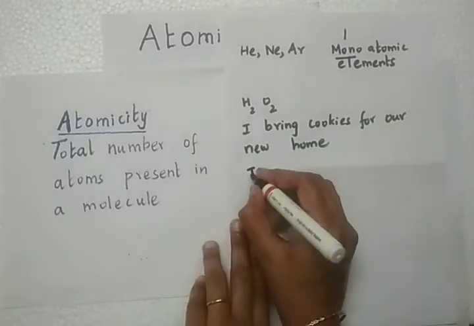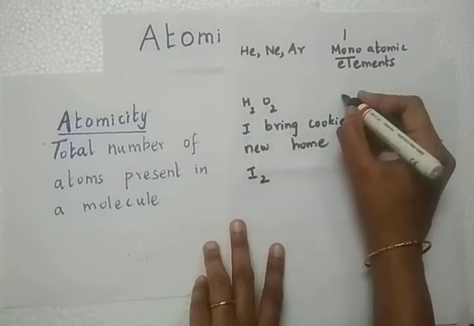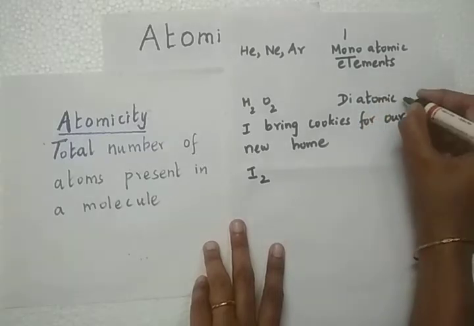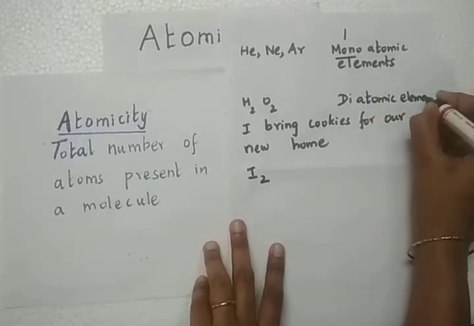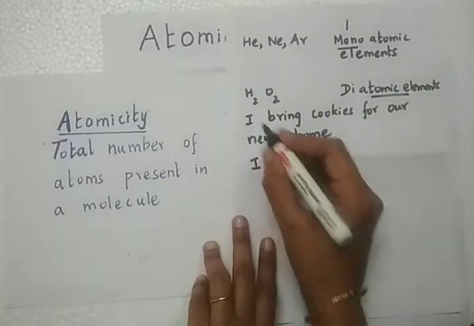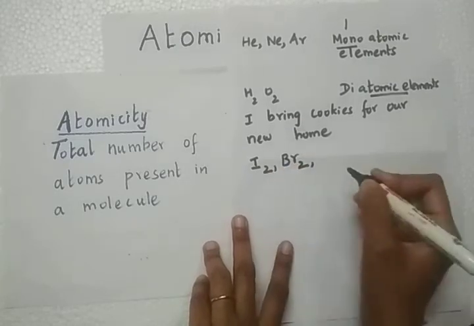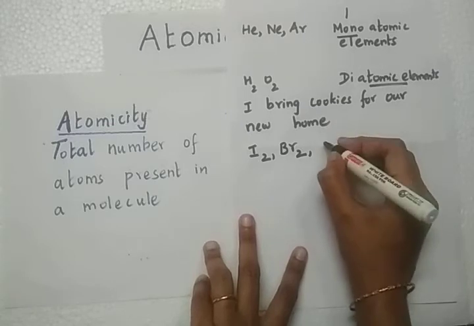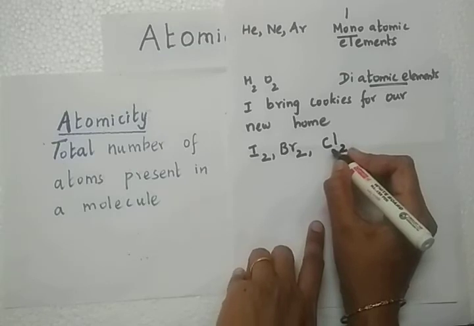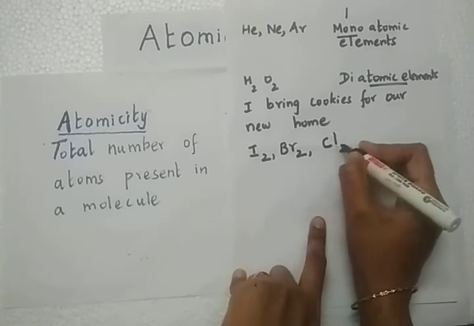So iodine, I2. So we already know that H2 and O2 are the molecules with two atoms. So we call them diatomic elements, or diatomic molecules of elements. I refers to I2, and then Br2, are some of the examples of diatomic elements. And then cookies, Cl2. When you write the symbols, you are not supposed to use cursive. The first letter should be capital, the second letter should be a small letter, and you should not join them, right?